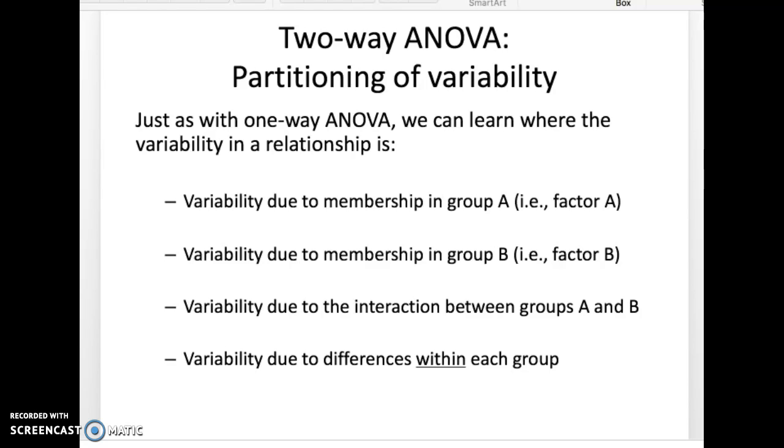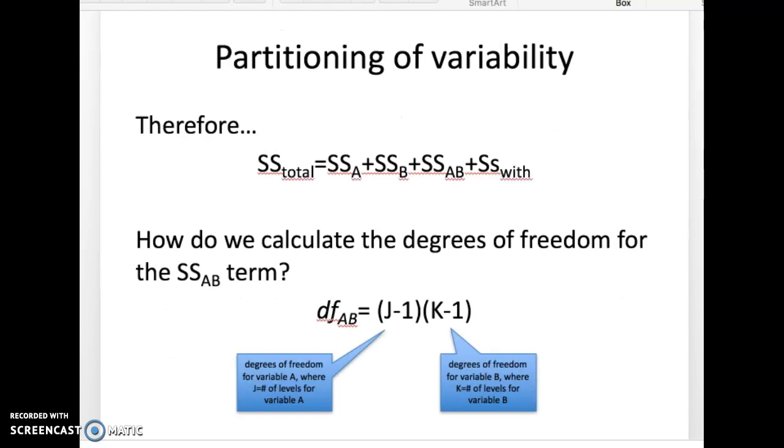So we have variability due to membership in Group A. That's the main effect. Variability due to membership in Group B. So that's another factor, and that's another main effect. Variability due to the interaction between variables A and B. That's our interaction effect. Variability due to differences within each group, and that is the amount of variability that is really because of chance. So partitioning, very similar, but we see those new terms there.